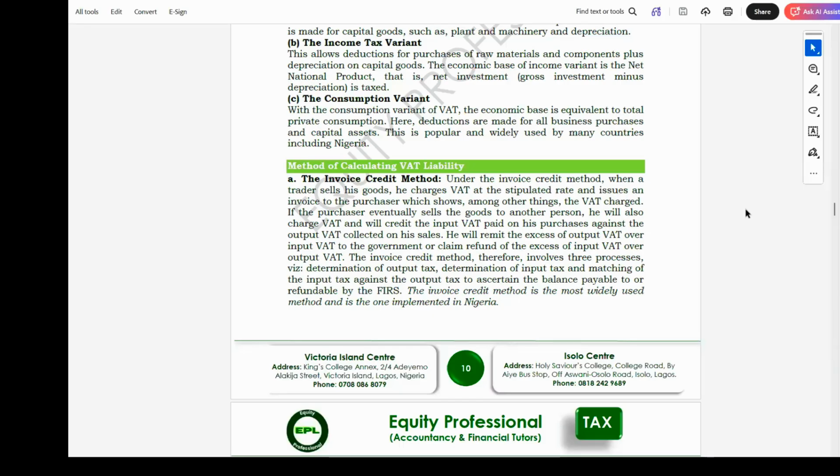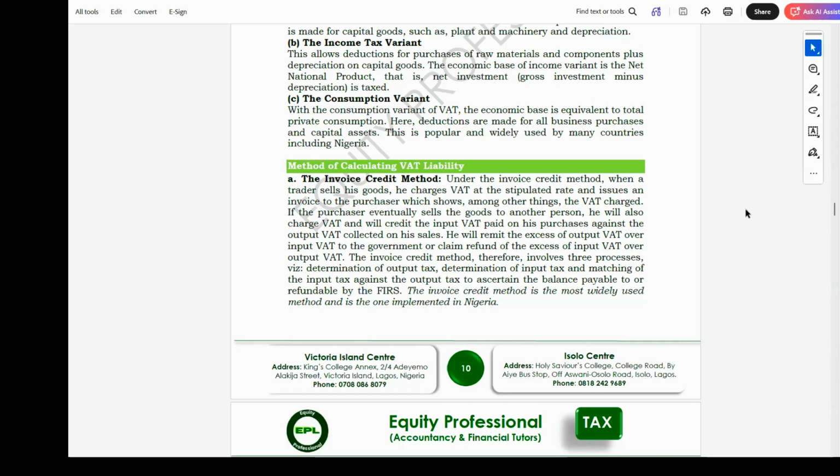When you account for the output, you also look at the VAT that you suffered when you were purchasing that item. Because that item you want to sell did not fall from heaven. It will also have been bought or acquired from somewhere, and when you acquired it, the seller will have charged you. So the VAT that you suffered during the purchase of that item is the input VAT, which should be compared with output VAT to know the difference payable to the relevant tax authority, or the amount to be refunded.